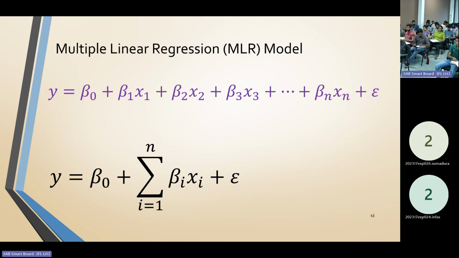Without writing a lengthy formula, we can shorten this using the sigma notation. Beta naught we can write as it is, and the other parts, from beta 1 x1 to beta n xn, can be put in a summation of beta i xi, where the dummy index i starts at 1 and goes up to n, plus the error term. It is the same thing put with the sigma notation.